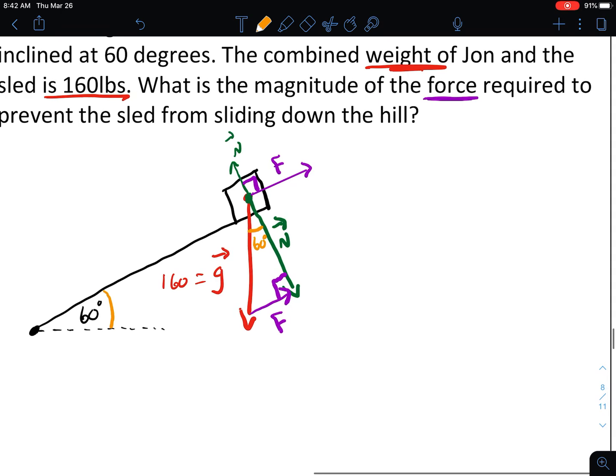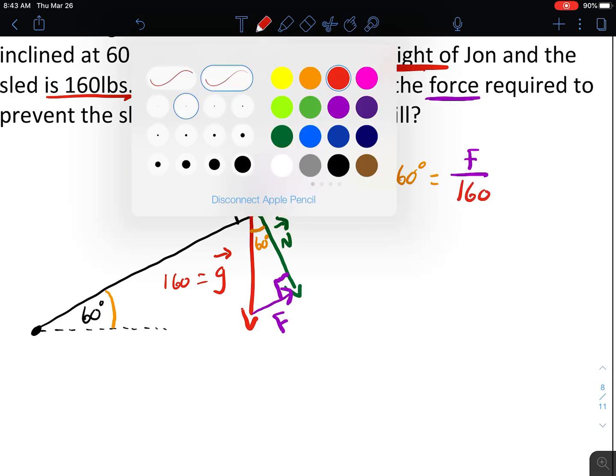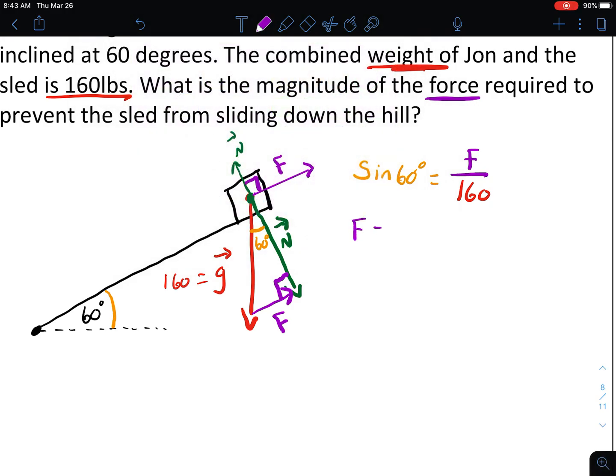Now we can solve for what it wants. It wants to know the magnitude of the force required to prevent the sled from rolling down the hill. Well, we can use right triangle trig and use the sine function. Sine of 60 degrees is going to equal opposite, which is f, divided by the hypotenuse, which for this is 160. And so f is going to equal 160 times sine of 60.